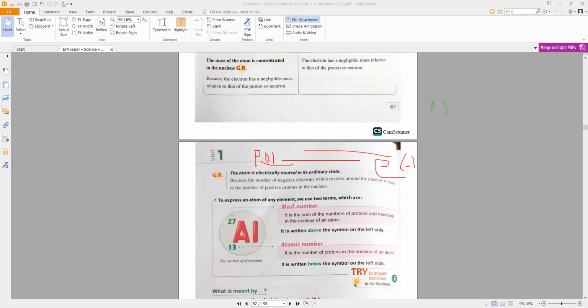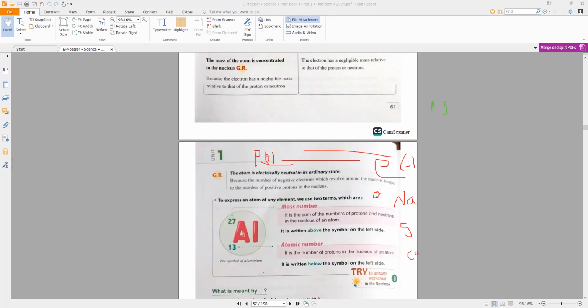To express an atom of any element, we use the symbol of the atom. We can write the element using its symbol, and each symbol represents one individual atom. So if I want to write oxygen, I write O. If I want to write sodium, I write Na. If I want to write sulfur, I write S. If I want to write calcium, I write Ca. These are the symbols of some elements.